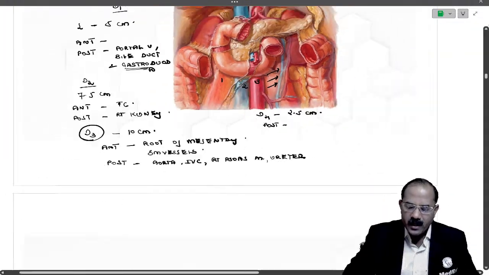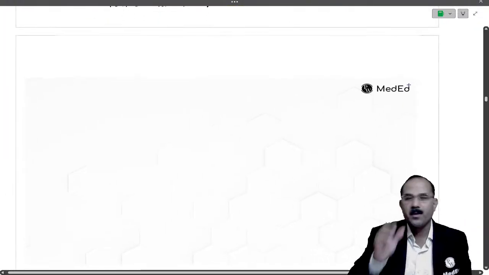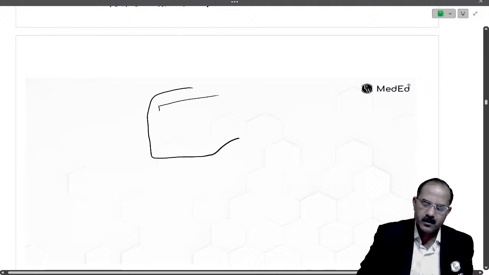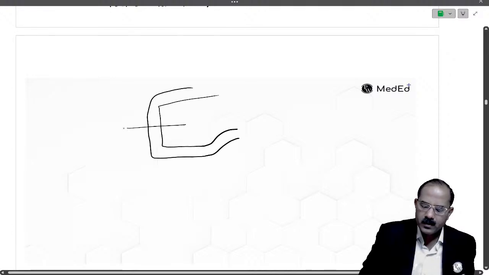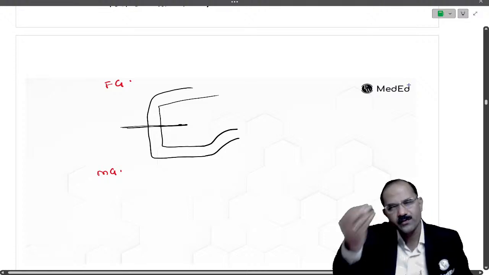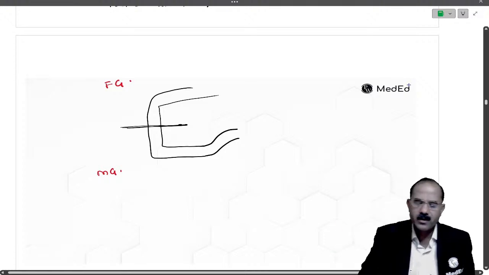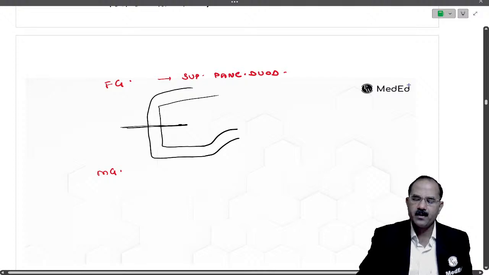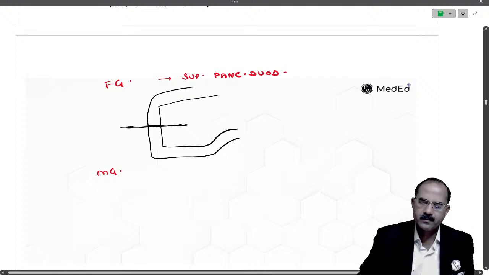The duodenum. Can anyone tell me the blood supply of the duodenum? These are the 4 parts of the duodenum. This part is derived from foregut and this part is derived from midgut. Above the opening of the bile duct is foregut, below the opening of the bile duct is midgut. So this part of the duodenum is supplied by the superior pancreatico-duodenal artery.